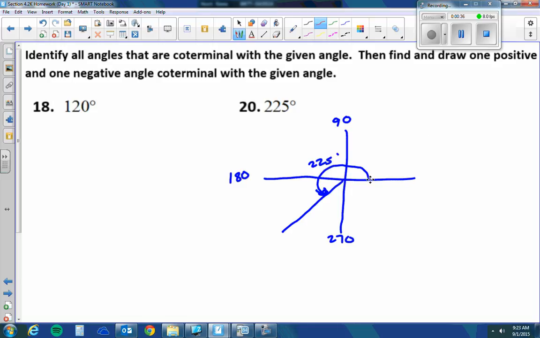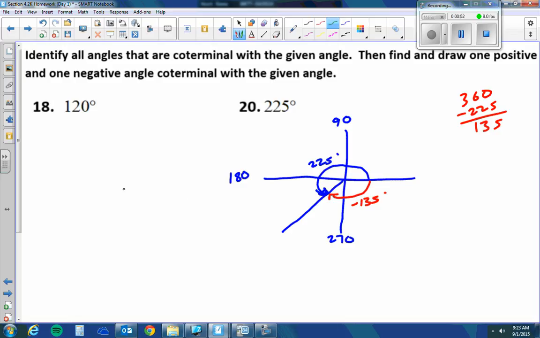All the way around is 360. You can do 360 minus 225. You get 135. So if you go backwards, that amount of rotation is negative 135. Okay? And then you're supposed to get another positive angle.